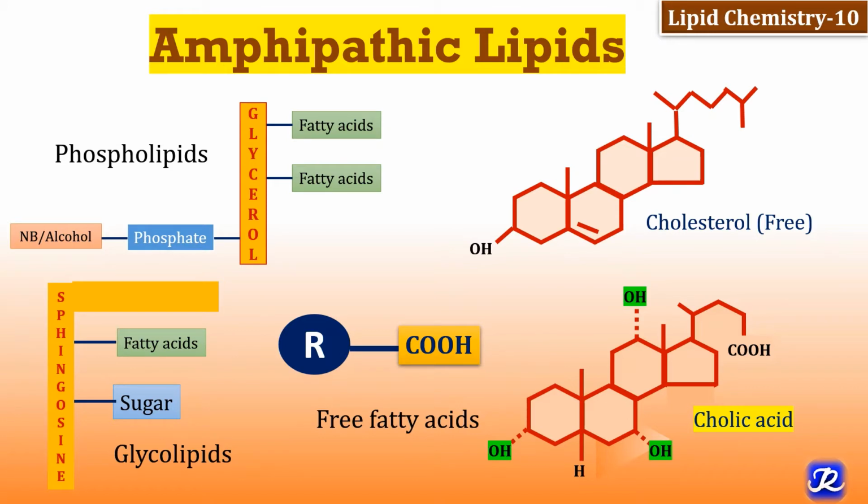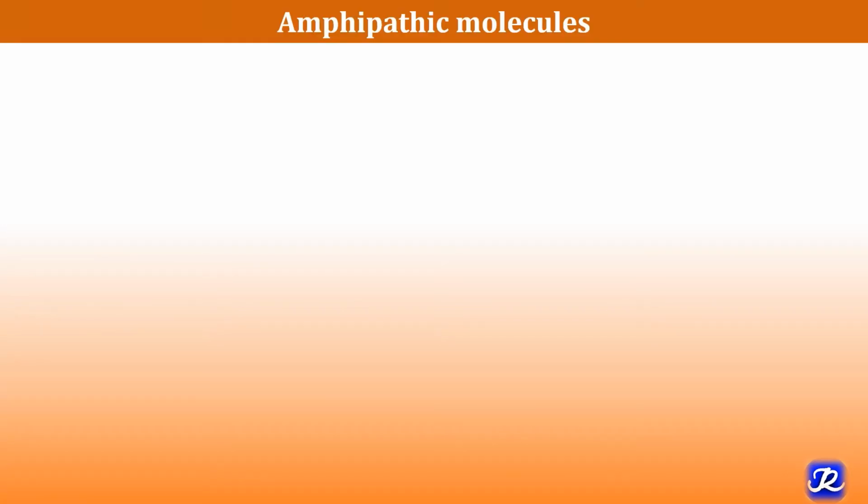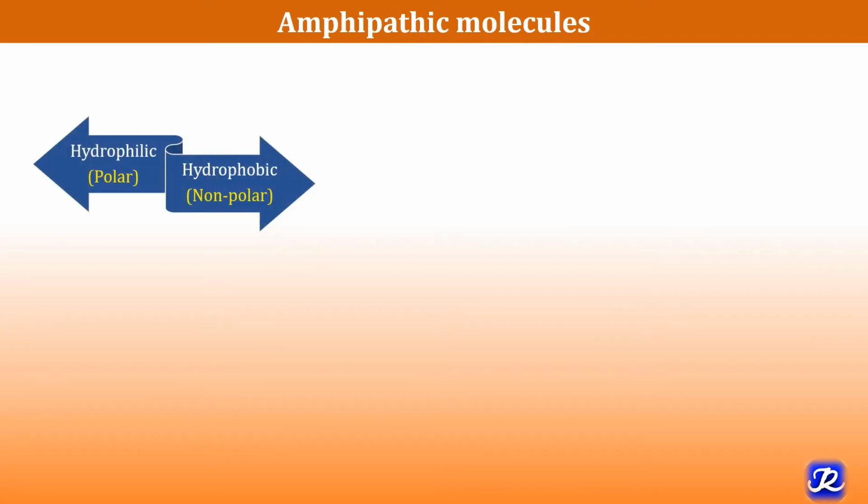Hello everyone. Today's topic in the Lipid Chemistry lecture series is amphipathic lipids. At the end of this session, students shall be able to define the term amphipathic, enumerate amphipathic lipids, and explain their significance. What are amphipathic molecules? Molecules having a polar or ionized group at one end and a non-polar group at the opposite end are called amphipathic molecules.